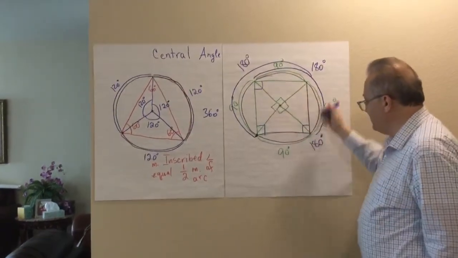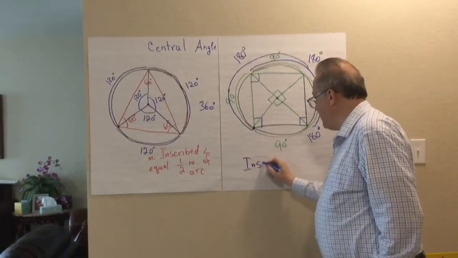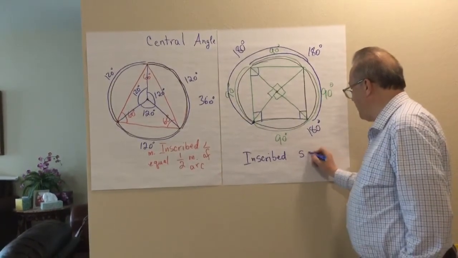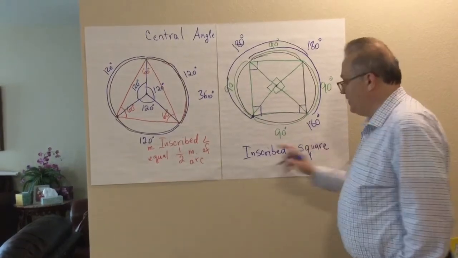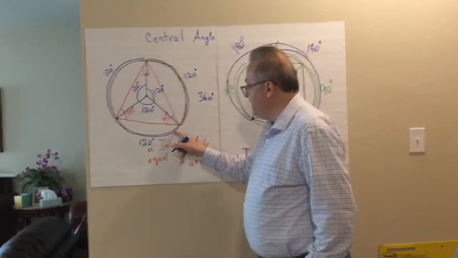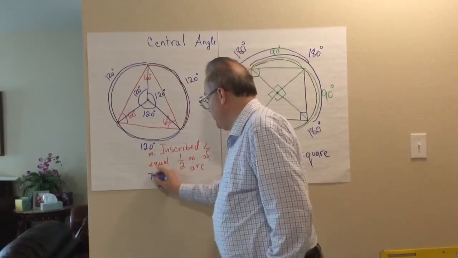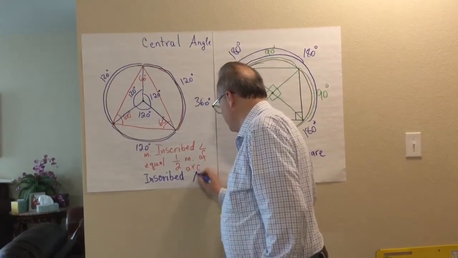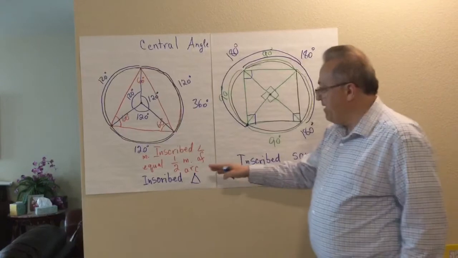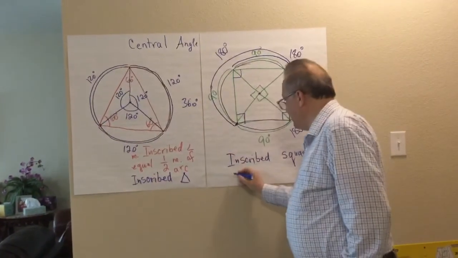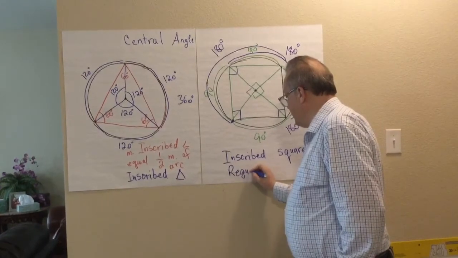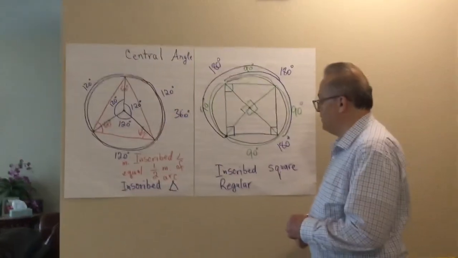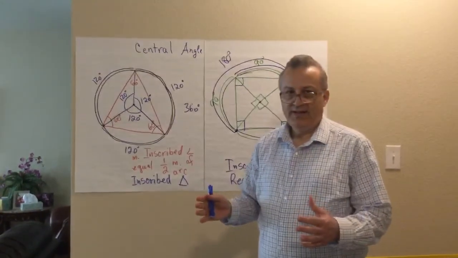Now, what do we have here? We have an inscribed polygon. Specifically, it's an inscribed square. What do we have here? We have an inscribed triangle. Now, whenever you have a polygon that is inscribed, it's regular. What does it mean? All the sides are equal, all the angles are equal. With this, we're going to end this third lesson.